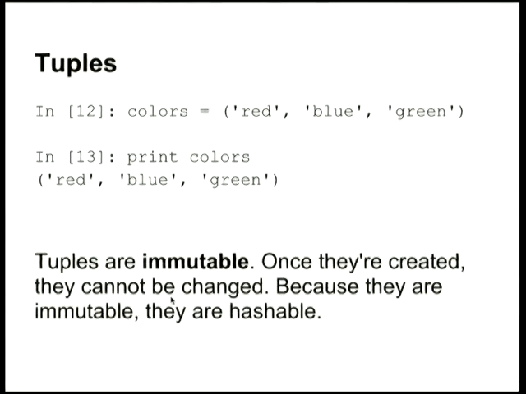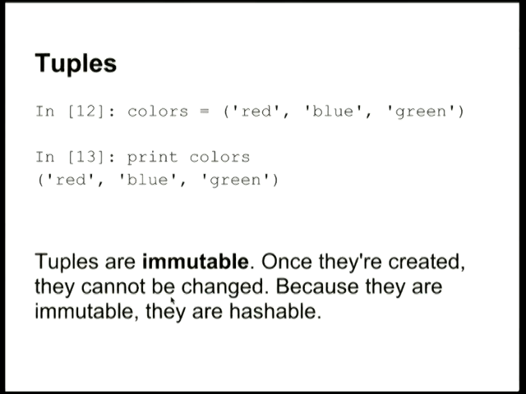Okay, so let's move on to tuples really quick. Tuples look a lot like lists, right? Instead of square brackets, they have parens. So I did a simple tuple here where I put 3 elements inside of it, and they're all strings, and then I printed them. Pretty simple, right?